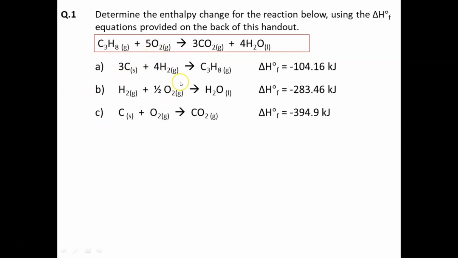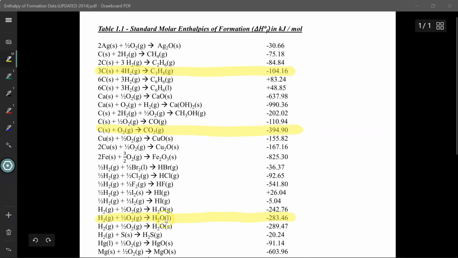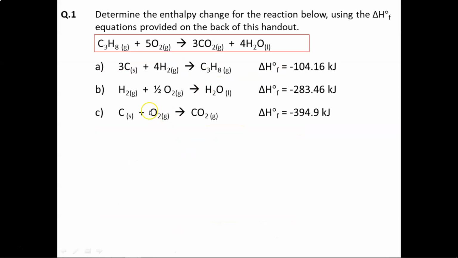Anyway, I'm going to use these 3 equations that I obtained from the enthalpies of formation chart, and I'm going to manipulate them and use Hess's law to combine them into this target equation.